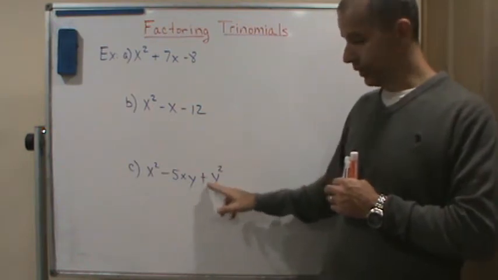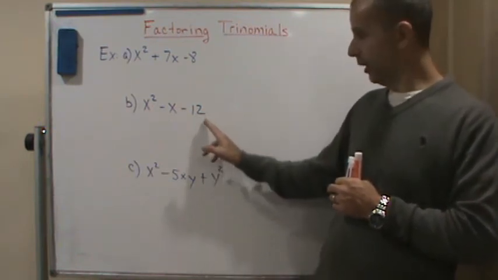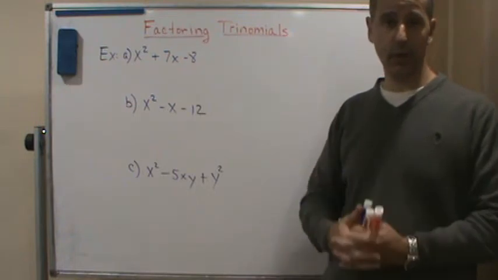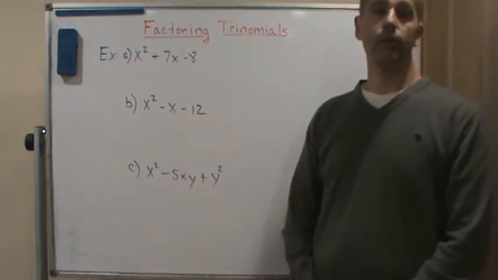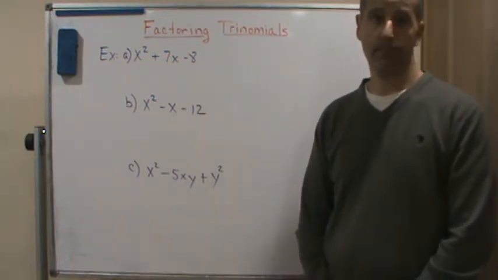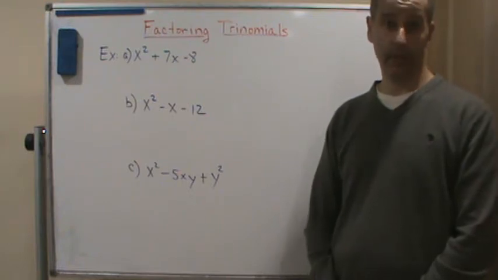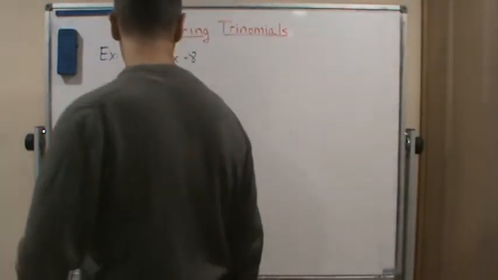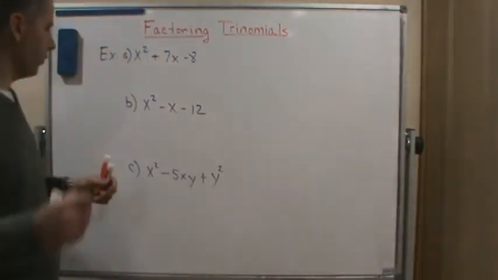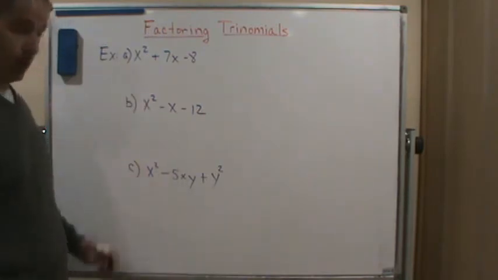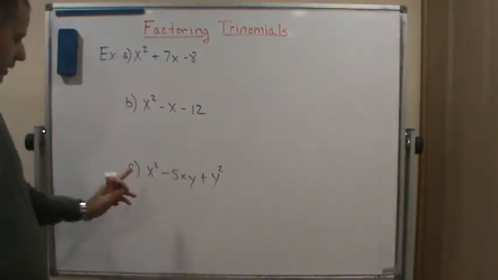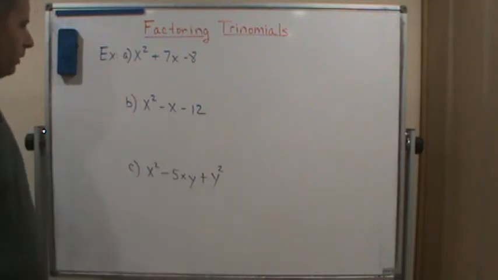And we'll get to this one last, but this doesn't have a constant term. So these two do have constant terms. And so we want to find two factors of the constant term that add up to the middle term, okay? That's the key. So again, all of these start with 1 as a leading coefficient, okay?